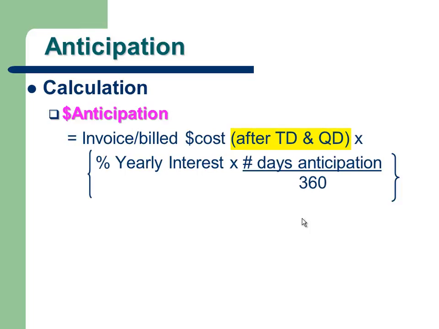So how many days anticipation are remaining, divide that by 360 days and times that by the annual interest rate, and that fraction of the annual interest rate corresponding to the number of days anticipation will be multiplied by the invoice cost, and that way you know how much anticipation can be taken off.